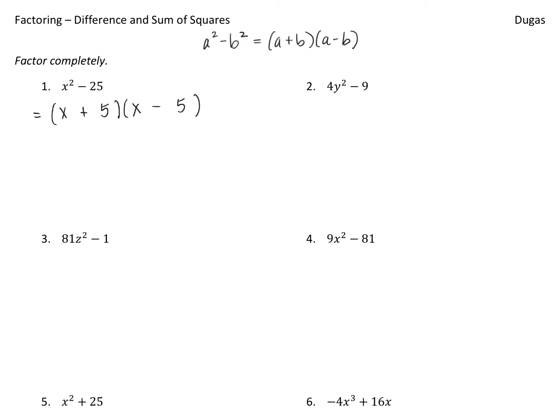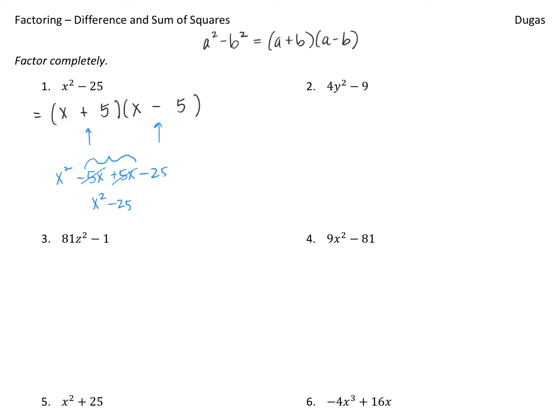And once you get used to these, they're pretty quick to factor. If you wanted to check, you would just check by multiplying it out. So x times x is x squared. X times negative 5 is negative 5x. 5 times x is positive 5x, and 5 times negative 5 is negative 25. Notice the middle two terms are opposites, so those cancel out and just leave you the x squared minus 25. That's why in the binomials you have different signs, because that's what lets the middle two cancel.